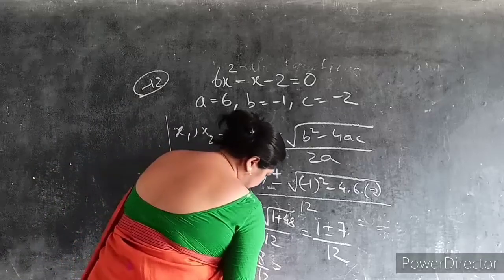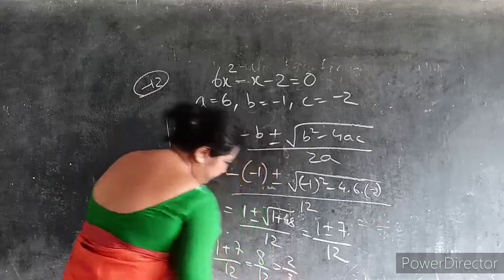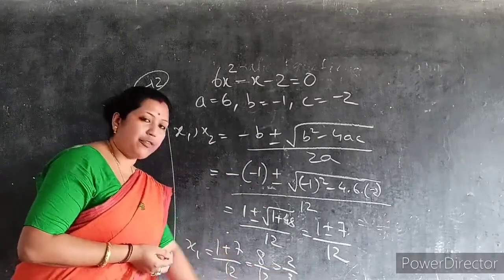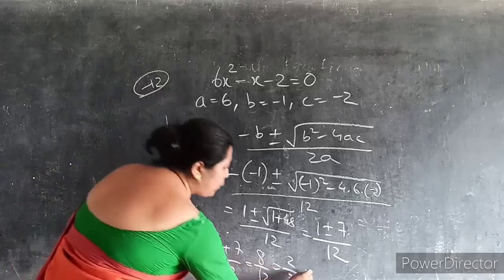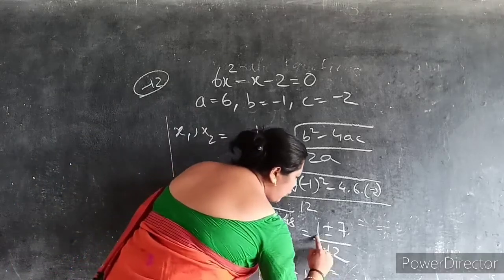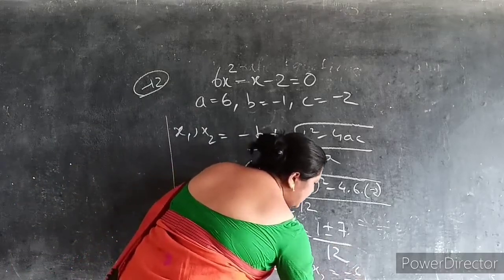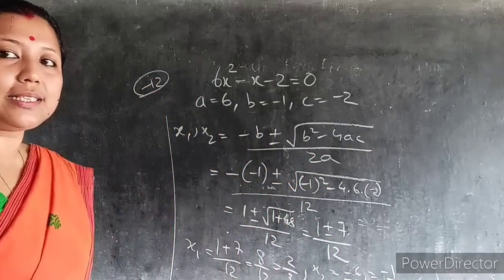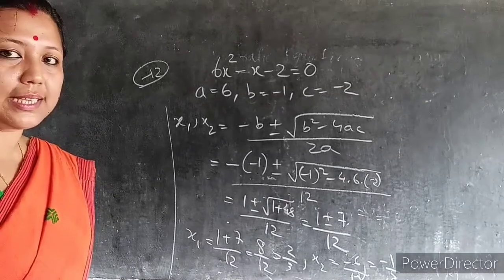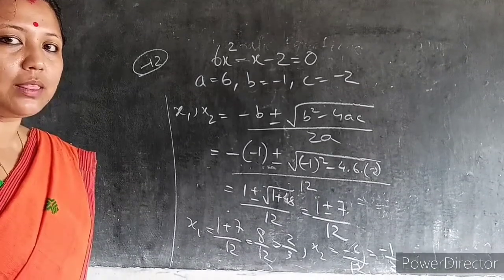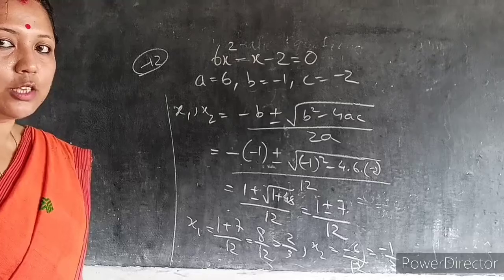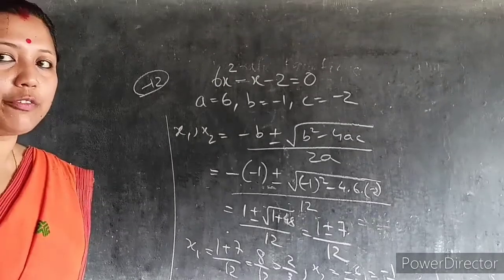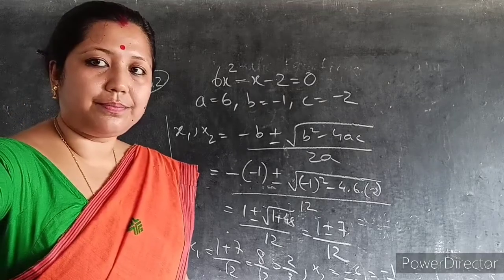which is 2 by 3, the same as in the first method. And what will be the value of the second root? 1 minus 7 is minus 6 upon 12, that is minus half. So we are getting the same values of the roots using the second method. This is known as the quadratic formula method. So there are two methods in which you can find the roots of a quadratic equation.